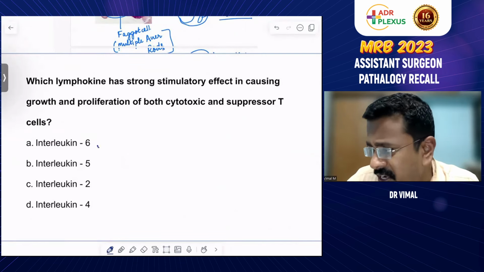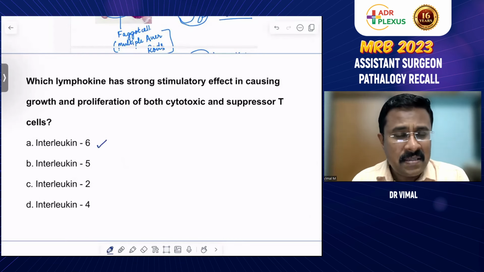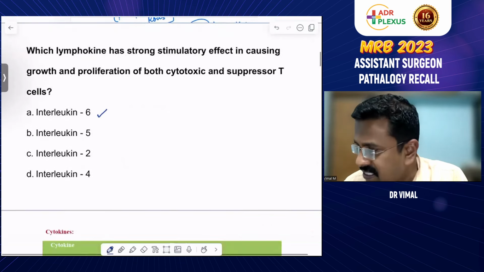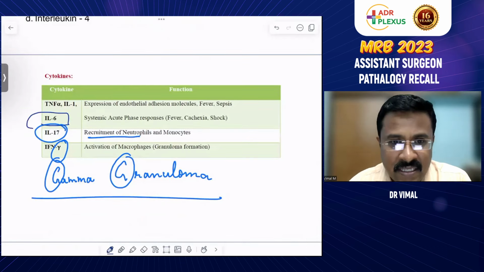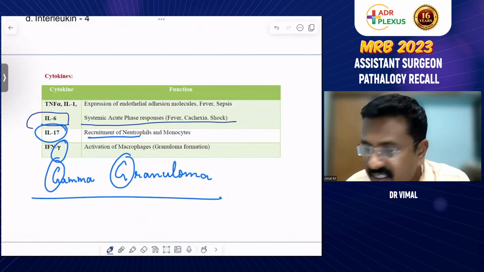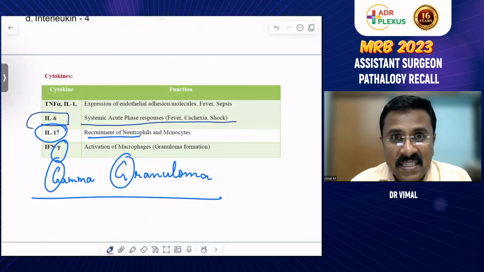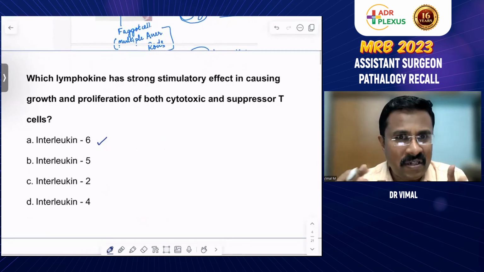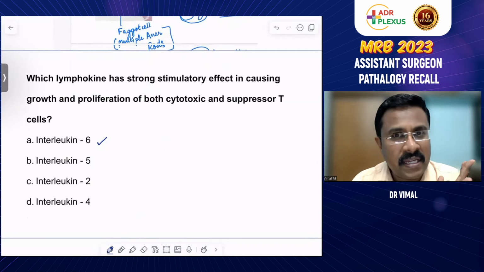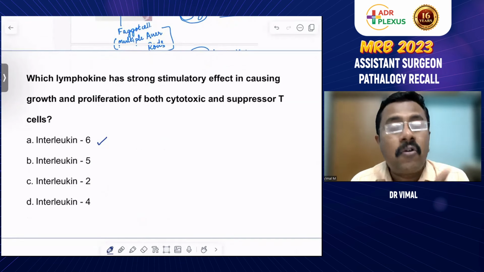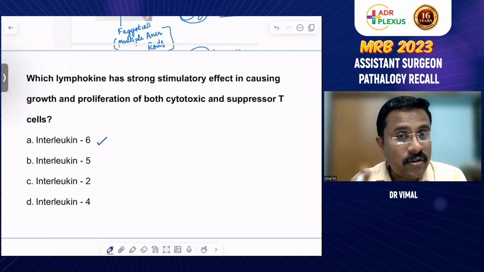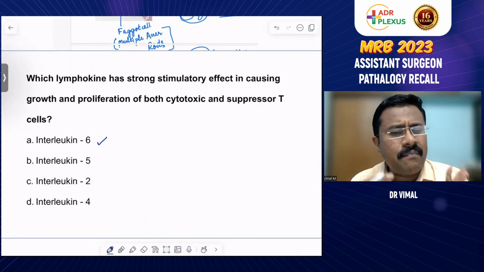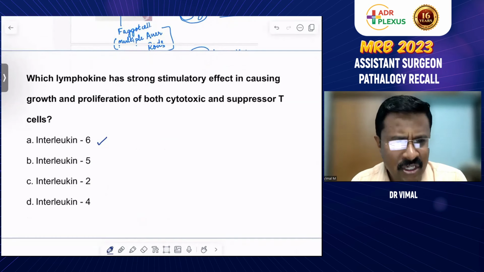Yes, when you see interleukin 6, as we discussed in our sessions, interleukin 6 is an acute phase, systemic acute phase response involved in fever, cachexia, and shock. So interleukin 6 is involved in fever. What are the other things I told you to remember in interleukin 6? Interleukin 6 means you will remember multiple myeloma, then also COVID, then also anemia of chronic disease, and also fever. So interleukin 6 plays a major role in all these conditions.